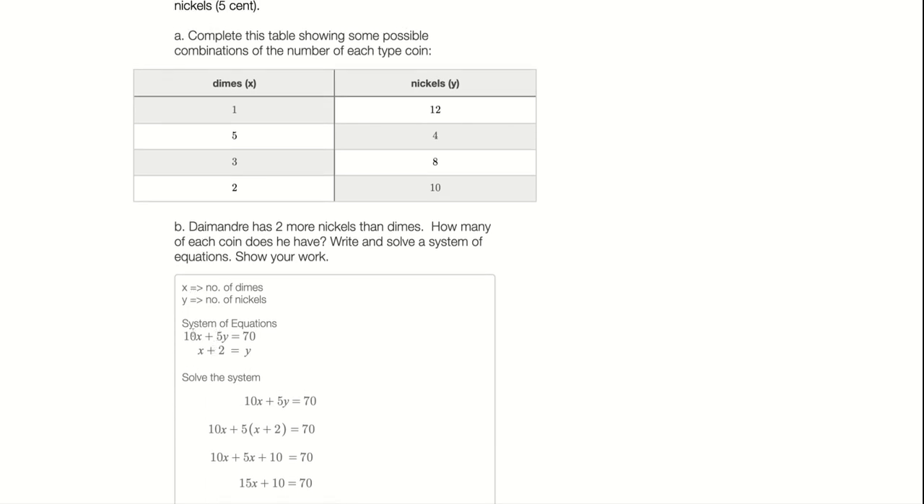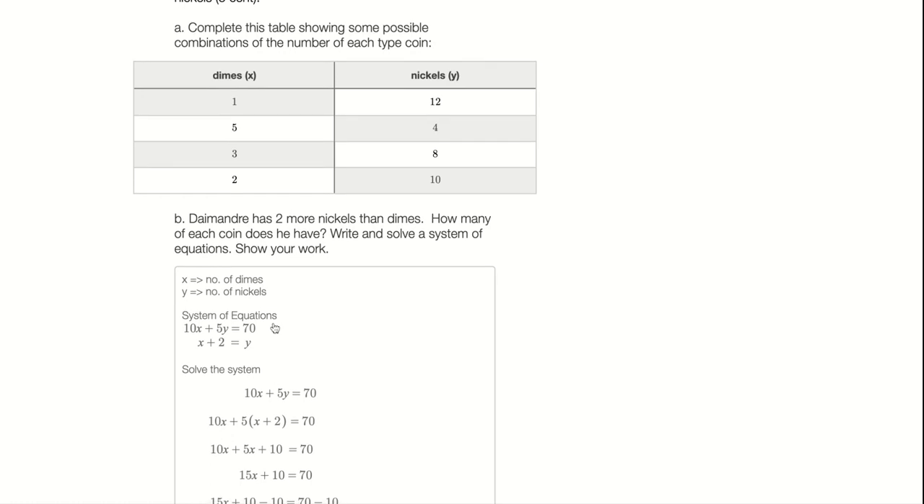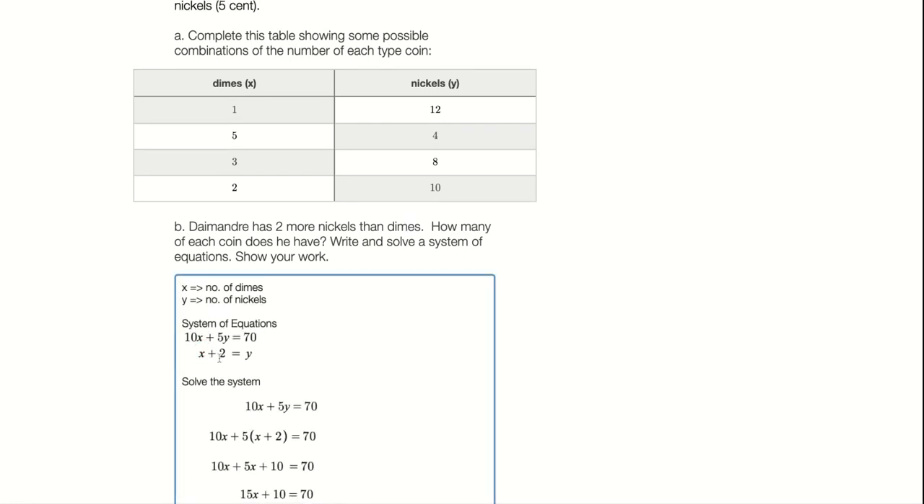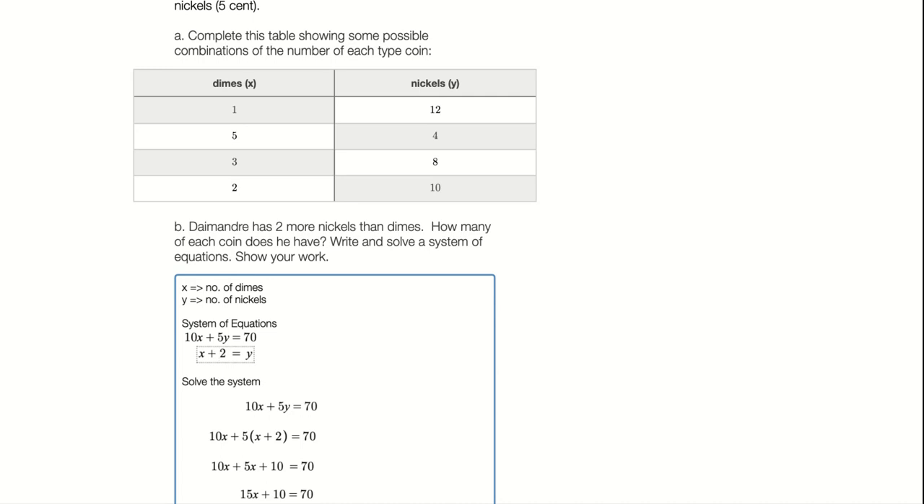The first equation is 10 times the number of dimes plus 5 times the number of nickels will give us 70 cents. So 10 cents times the number of dimes plus 5 cents times the number of nickels will give us a total of 70 cents. We also know that Damondre has 2 more nickels than dimes. So the number of dimes, which is x, when we add 2 to that, we will get the number of nickels, because nickels is 2 more than dimes.